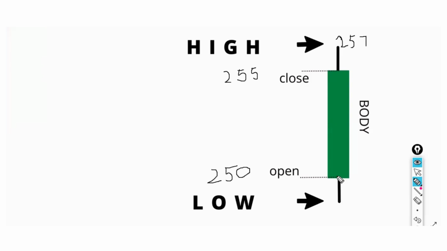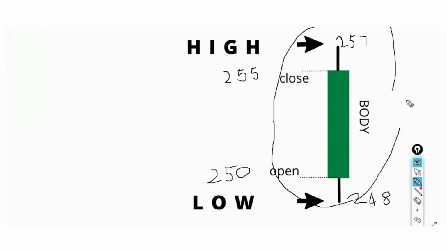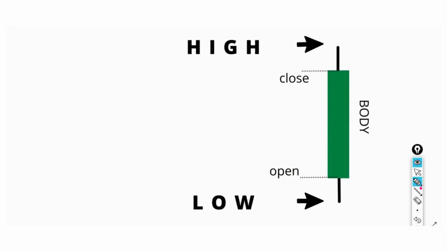So as soon as the market opened at 250, it came down to 248. And it took a reverse and it went as high as 257 and it came and closed at 255. So this one candle itself will give us the complete information of open, close, high and low. So this is about the candles.